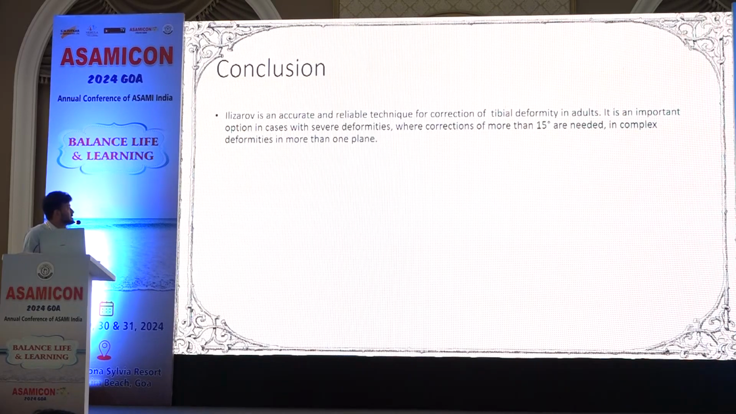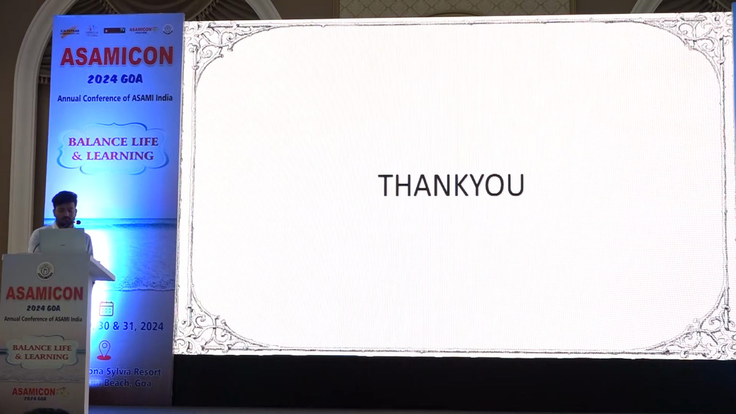So in conclusion, Ilizarov is an accurate and reliable technique for the correction of tibial deformity in adults. It is an important option in cases with severe deformity, where correction of more than 15 degrees was achieved, and in complex deformities in more than one plane. Thank you.